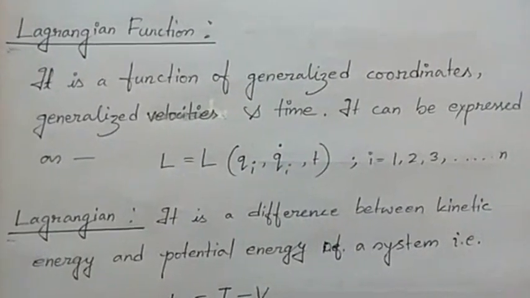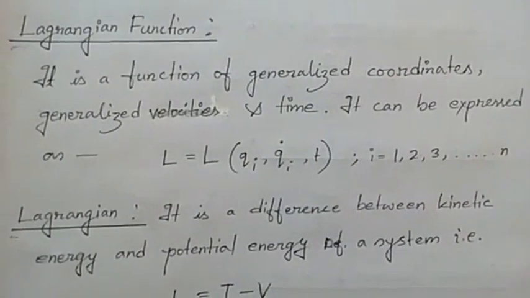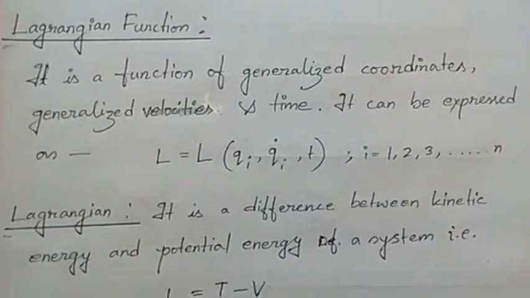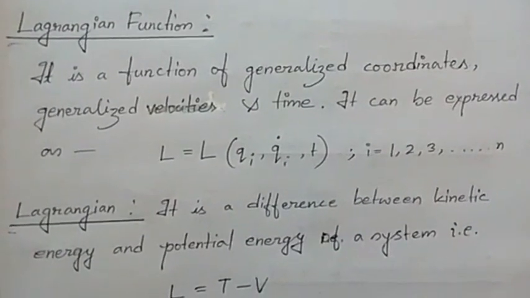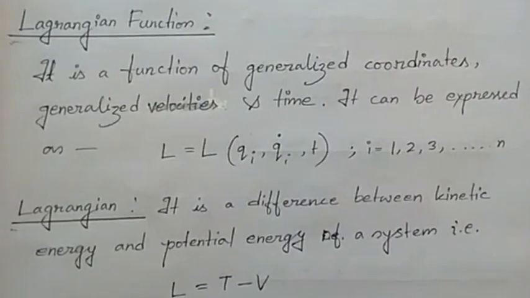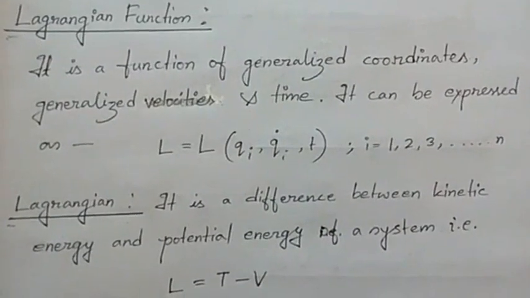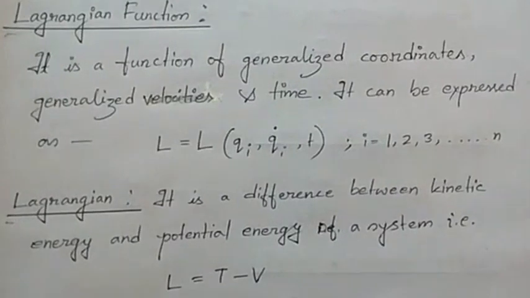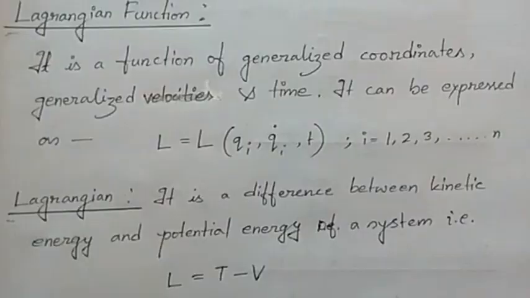Lagrangian function. It is a function of generalized coordinates, generalized velocities, and time. It can be expressed as L equals L of qi, qi dot, and t, where i starts from 1 up to n. Here qi denotes generalized coordinates, qi dot denotes generalized velocities, and t denotes the time.